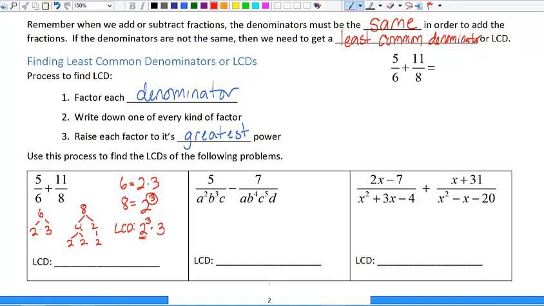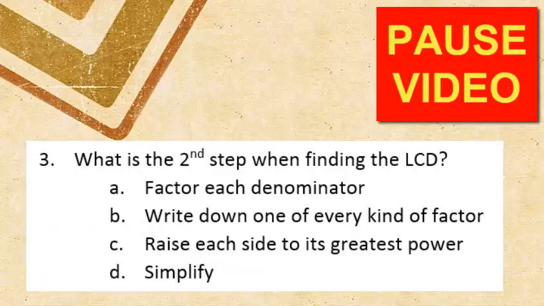It's the least number that satisfies all of the requirements for 6 and 8. When I multiply this together, 2 times 2 times 2 is 8, and 8 times 3 is 24. So my LCD is 24. Now some of you might have been able to figure that out just in your head, knowing that 24 is the smallest number that divides evenly into 6 and also divides evenly into 8. But we're trying to show you how to apply this to other numbers.